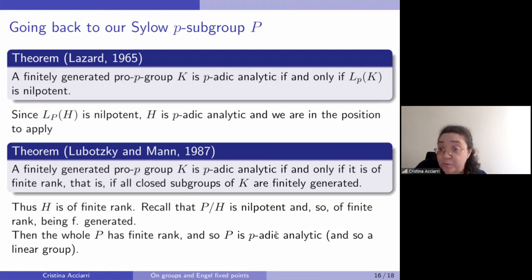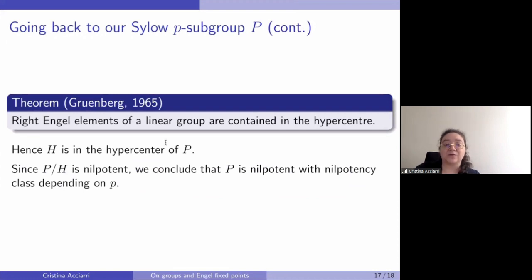This is a linear group. How are we going to use this? This is essential for us because Gruenberg's results say that right-angle elements of a linear group are contained in the hypercenter of the group. So here we are going back to our H, and in particular we get that H is in the hypercenter of P.